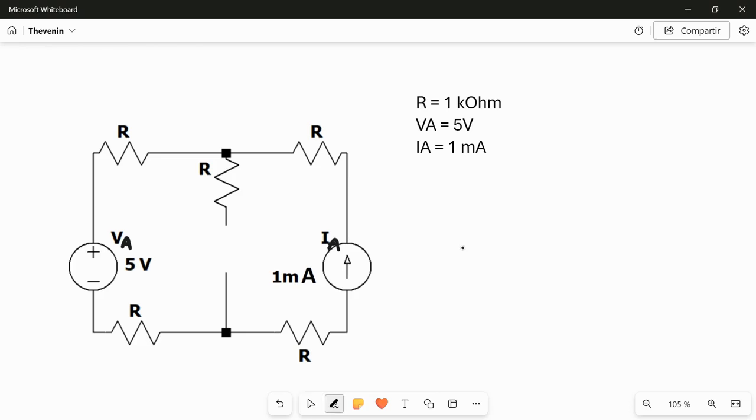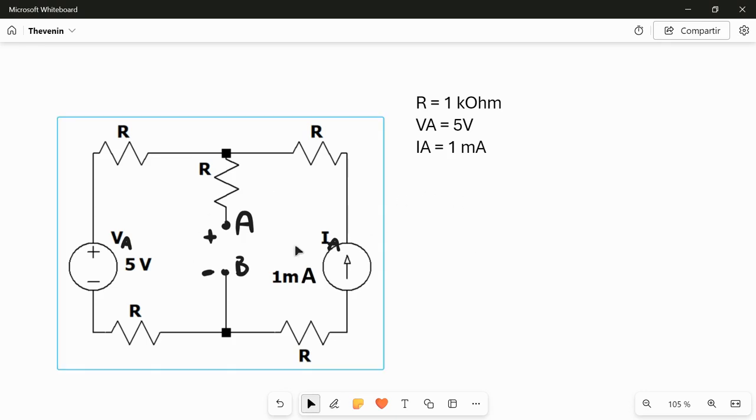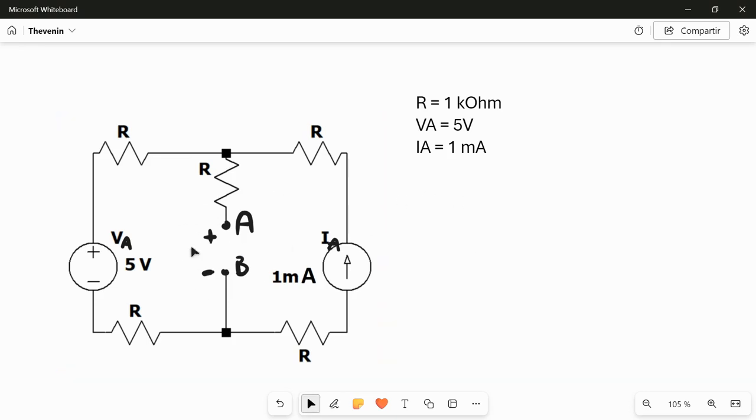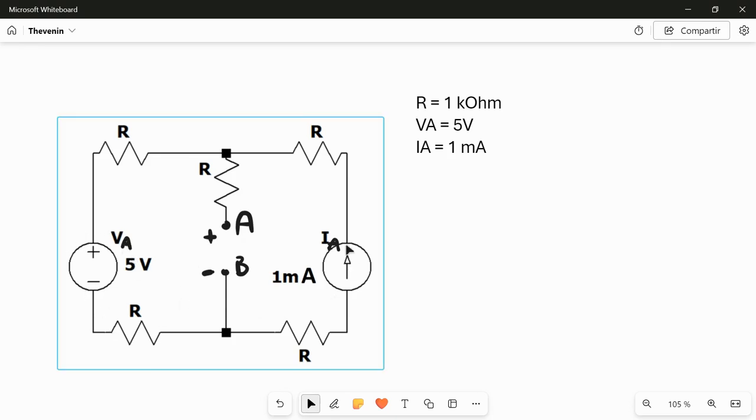So I want to calculate the equivalent circuit between these two points, A and B, with this plus-minus polarity, the voltage between points A and B. So I have to know what is the voltage drop here, given the contribution of VA and IA.